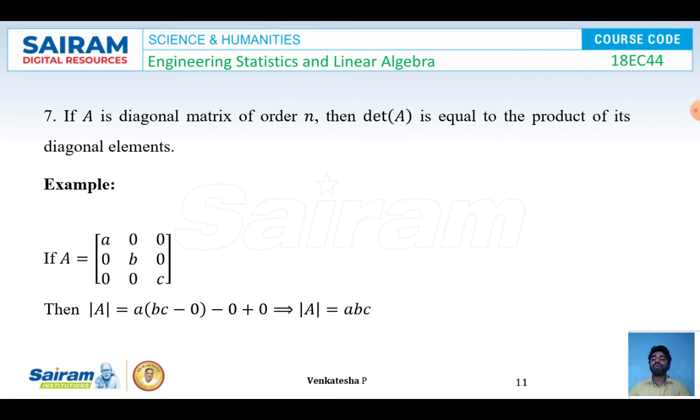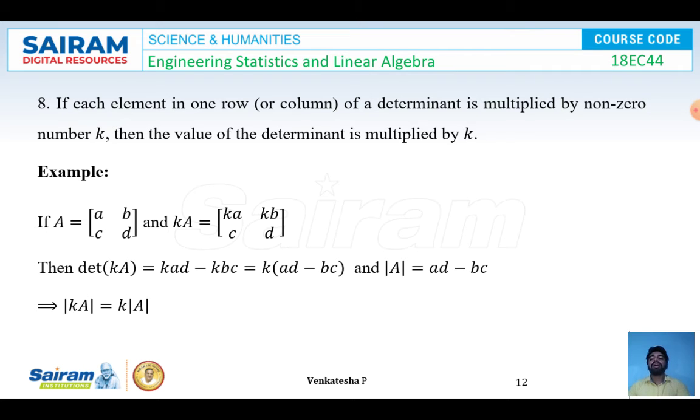Now I am going to expand the determinant of this matrix. I got the determinant of A is equal to a into (bc minus 0) minus 0 plus 0. So I got the expansion of the matrix A is equal to abc, and these a, b, c are nothing but the diagonal elements of the matrix A.